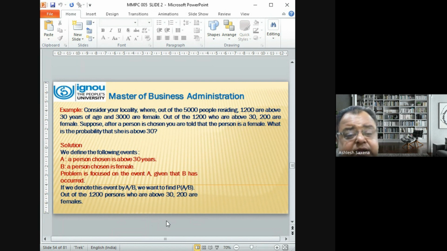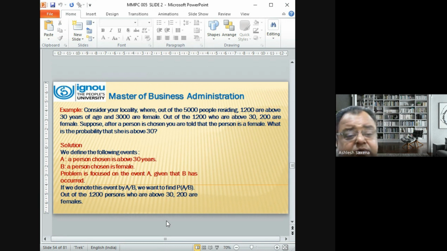Consider your locality where out of 5,000 people residing, 1,200 are above 30 years of age and 3,000 are female. Out of the 1,200 who are above 30, 200 are female. Suppose a person is chosen and you are told that that person is a female. What is the probability that she is above 30?